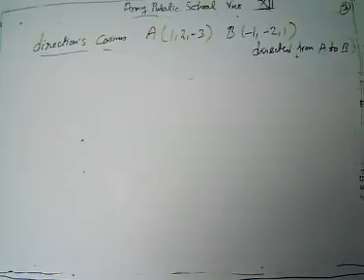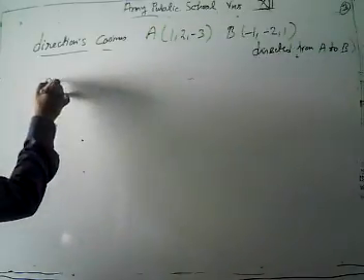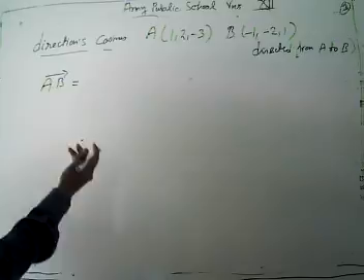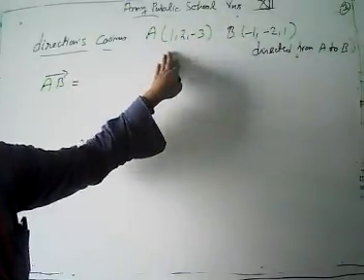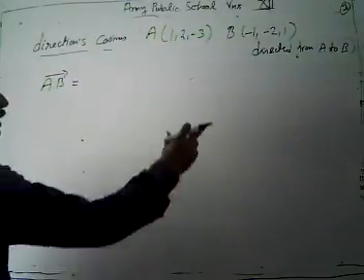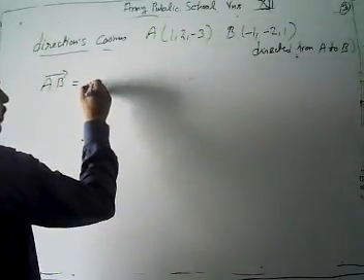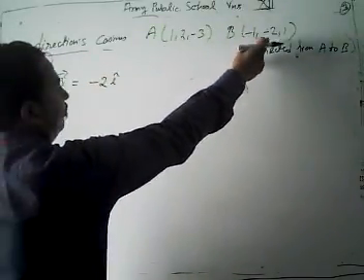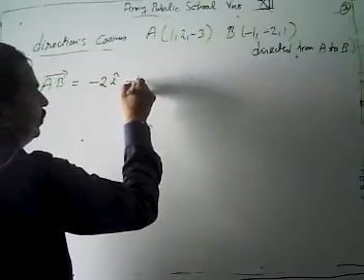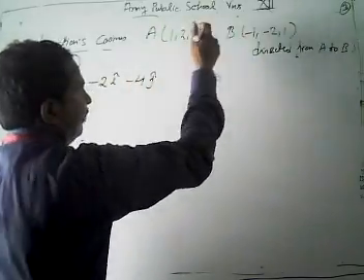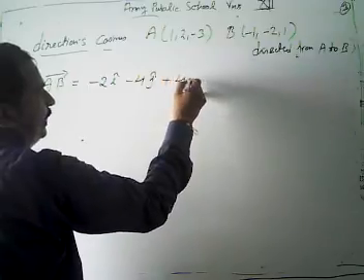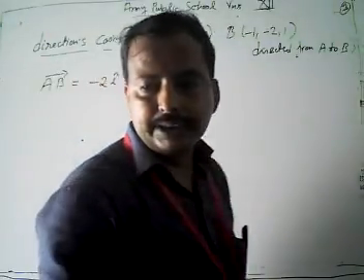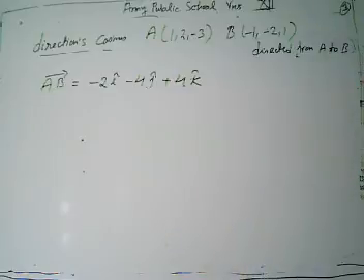First of all, we are going to find vector AB. How can we find vector AB? Position vector of B minus position vector of A. Then we get minus 1 minus 1, which is minus 2 i cap, minus 2 minus 2, which is minus 4 j cap, and 1 minus minus 3, which is plus 4 k cap. Now we get our directed line segment, the vector AB, which is minus 2 i cap, minus 4 j cap plus 4 k cap.